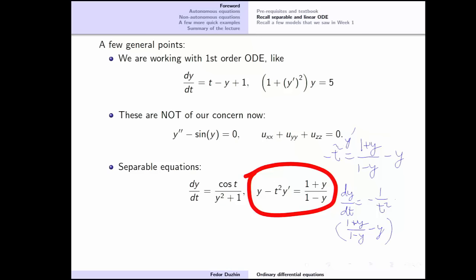And that's a separable equation because now the right hand side of our differential equation is written as a product of something that only depends on t and something that only depends on y.